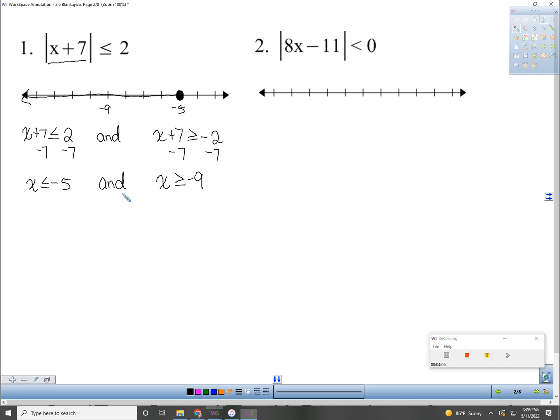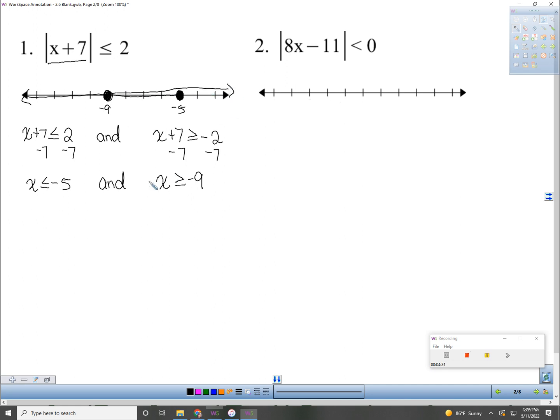Then I also have to graph this part. The values that I'm shading have to be greater than or equal to -9. So -9 is where I'm going to put my dot. There's an equal to bar, so I have to shade it in. And I'm shading all of the numbers that are greater than that, so everything to the right. Now this is an AND statement.